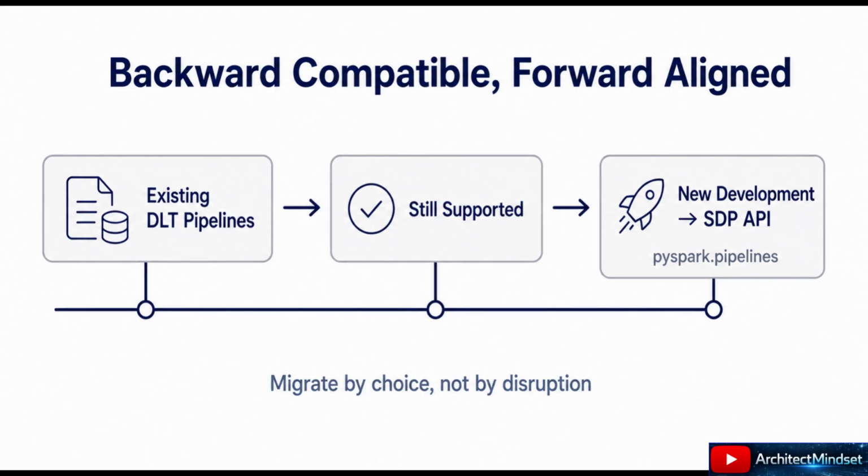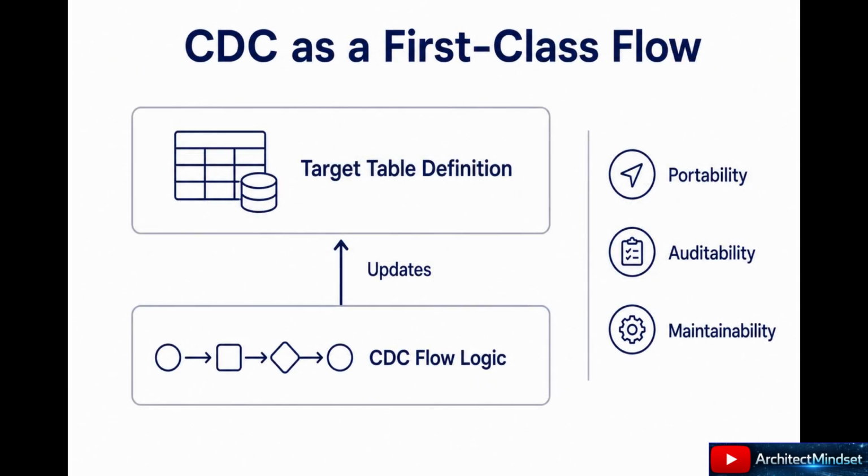The shift from Delta Live Tables to Lakeflow Spark declarative pipelines is primarily a refinement of the API to align with the open source Apache Spark 4.1. The important part for production teams is this: the existing DLT pipelines continue to run. But going forward, Databricks is steering new development towards the pyspark.pipelines interface, so you can adopt SDP features without rewriting your architecture.